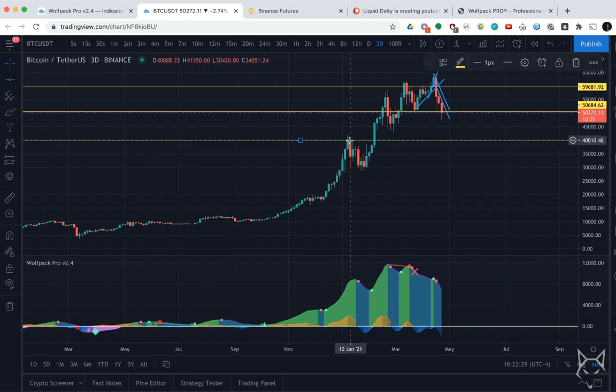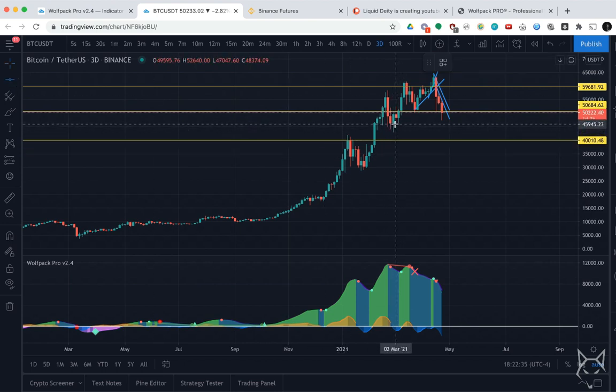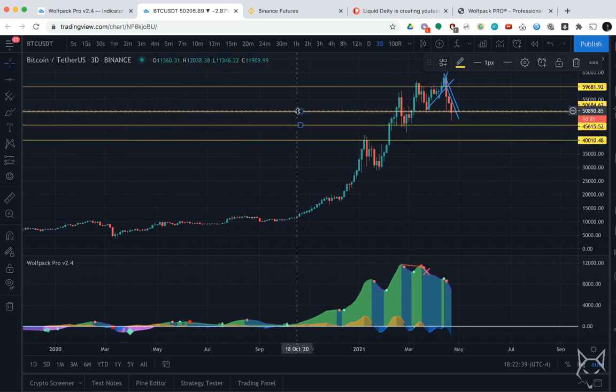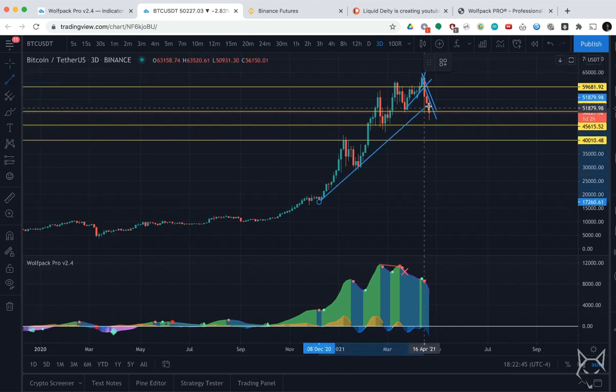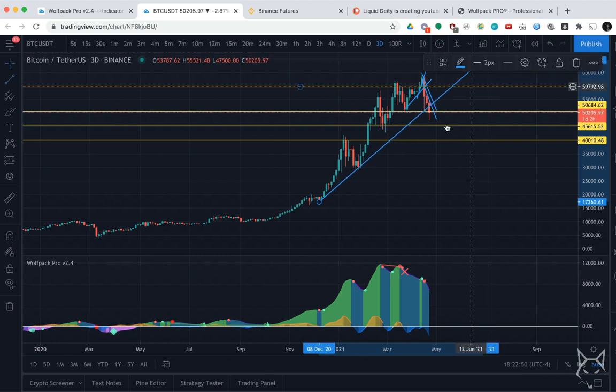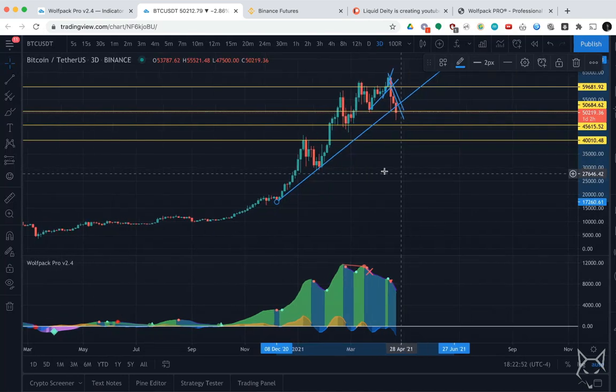So we have support there in that area. We have some support here, just in this area. And we're going to draw our lines real quick. And I'll get right into the action of this video very quickly. Okay.